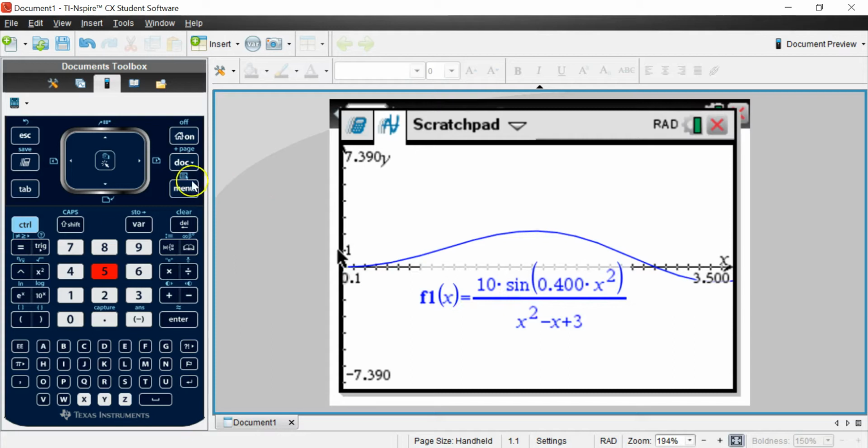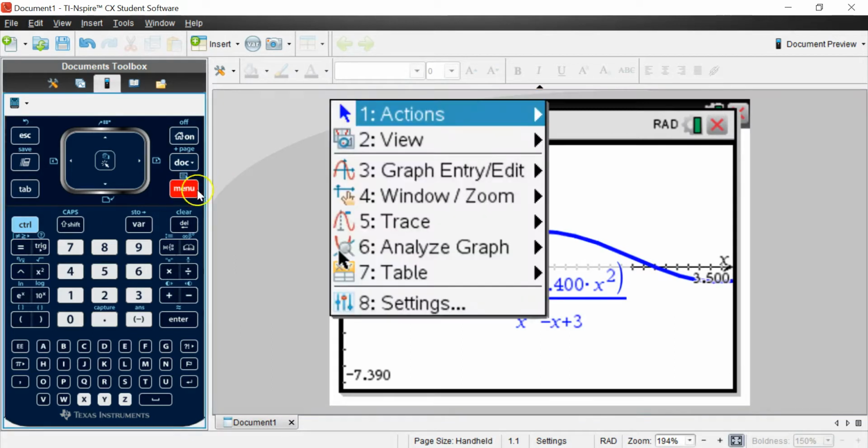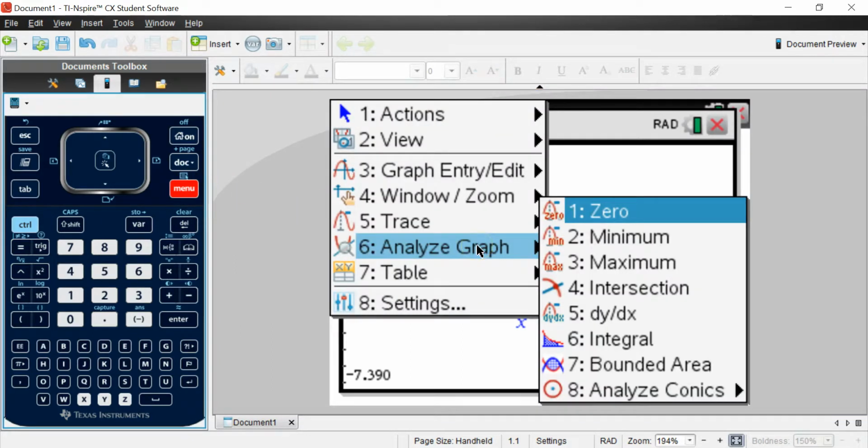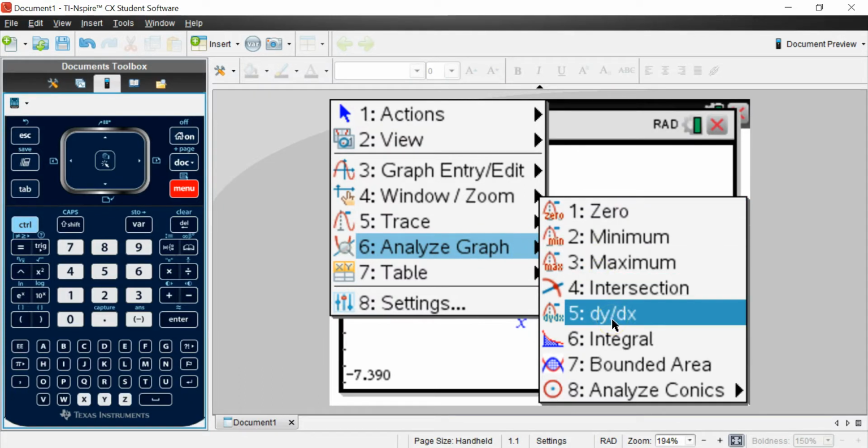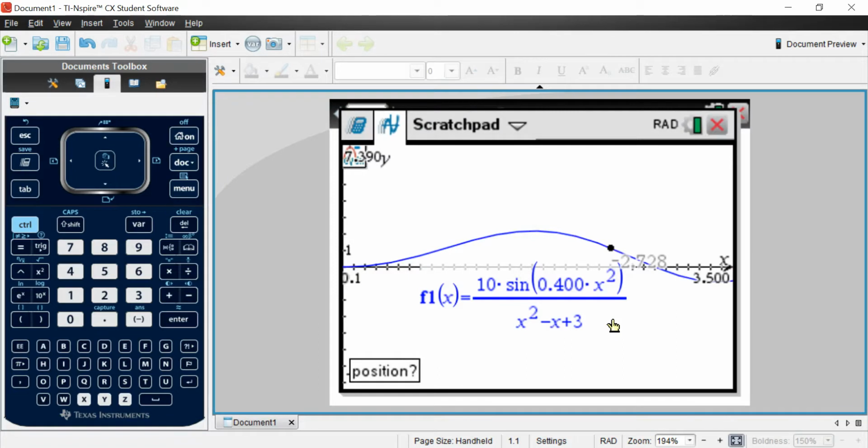Because I'm on the graphing screen, I'm going to go over to Menu. I'm going to go to Analyze Graph. I'm going to find my derivative, my dy dx. It asks for the position. The position is 3. And the value that I'm getting is -2.118. So write that down on your paper somewhere.